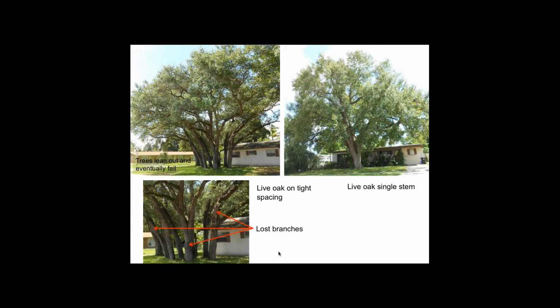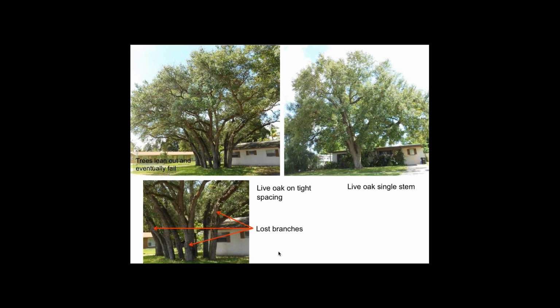So here we have live oaks that were planted. And I'm not sure how this little coppice of live oaks came about in this subdivision, but both of these trees are actually the same age, the live oak on tight spacing and the live oak on a single stem. And you can see that the canopy of the single tree is about the same size as the collective canopy of all of these 8 or 9 trees that are planted very close together.